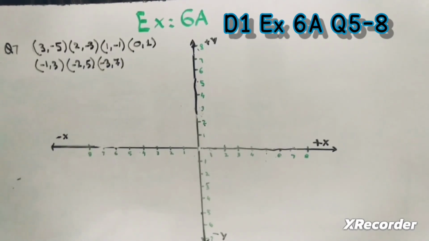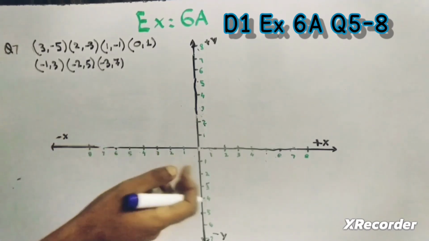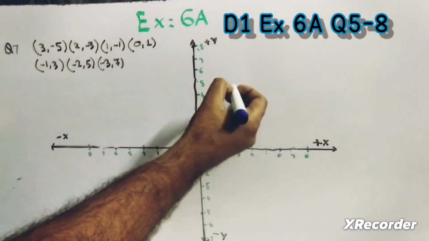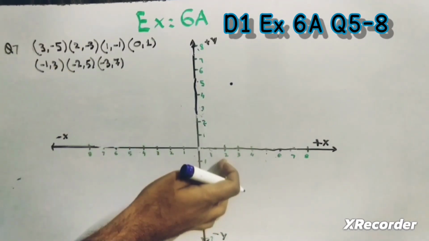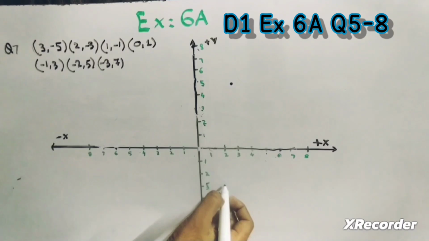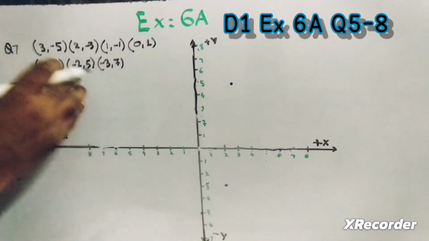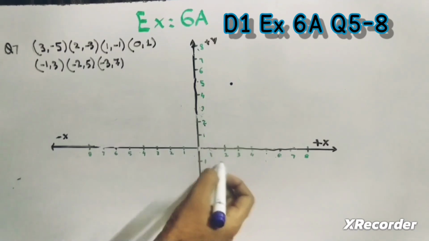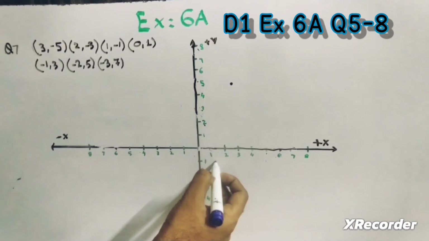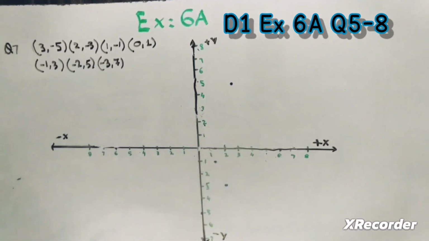Now let's continue with question 7. There are 7 points given, and we have to find what pattern the points are making. Let's try to draw the pattern. (3, 5) is our first point. (2, -3). (1, -1). (0, 1).